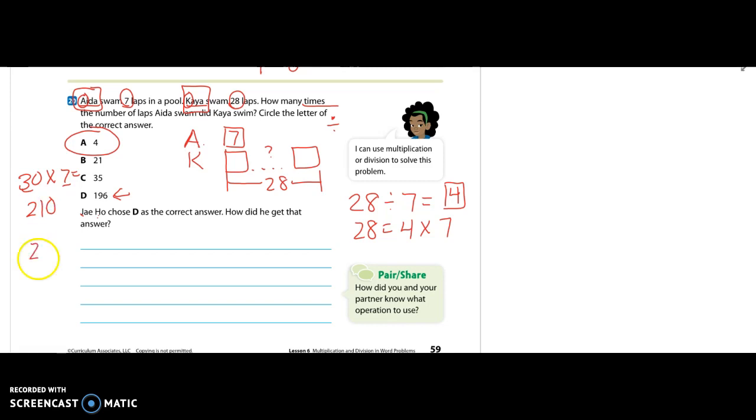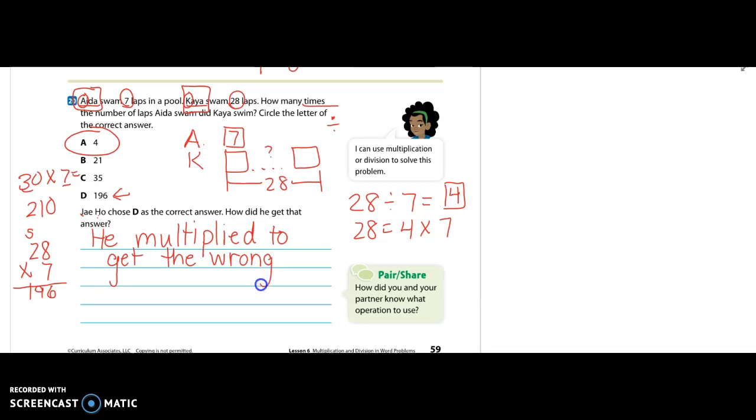I can multiply to see that for sure. 28 times 7. 8 times 7 is 56. Carry my 5. 7 times 2 is 14, plus 5 is 19. Yep, he sure did. So he multiplied to get the wrong answer. Sometimes it's hard for us to understand how a person got the answer they got. But in this case, it was pretty easy.